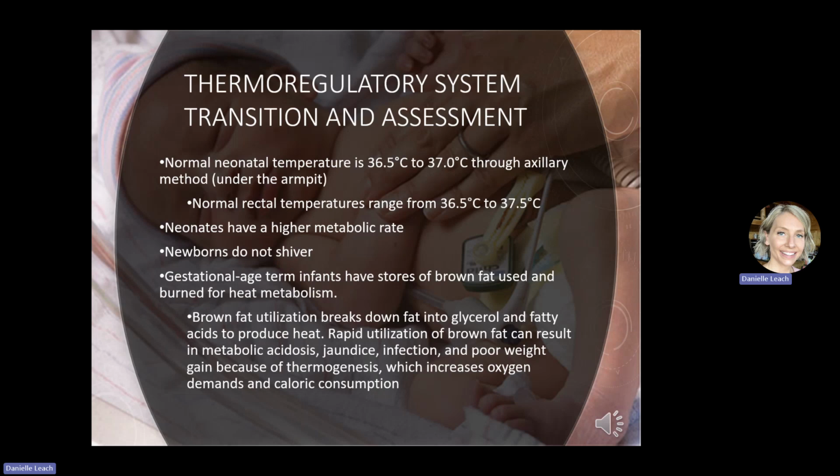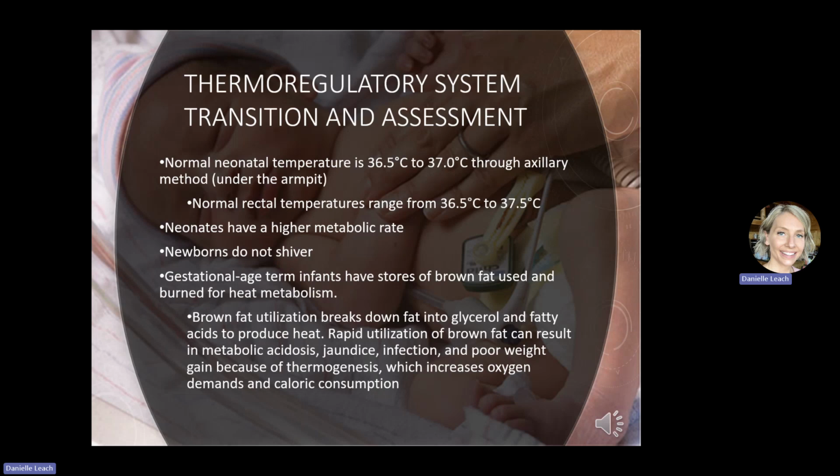Gestational age term infants, so basically full-term infants, have stores of brown fat that's used and burned for heat metabolism. So basically brown fat is a special kind of fat that the body can specifically use just for heat metabolism. It's located in areas like the groin and the scapular area.